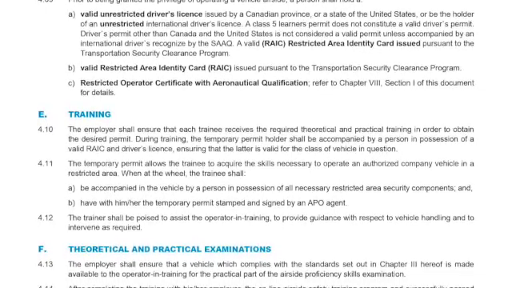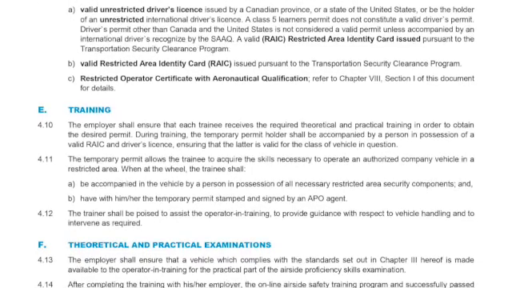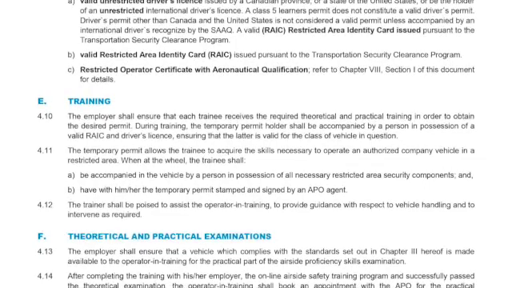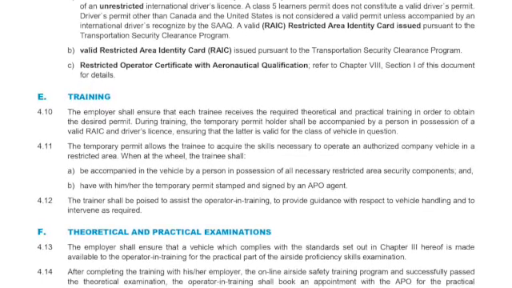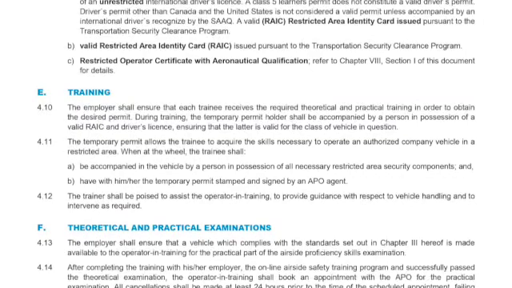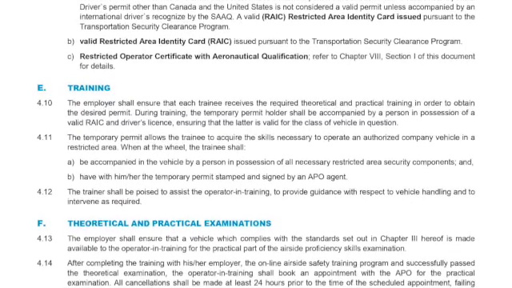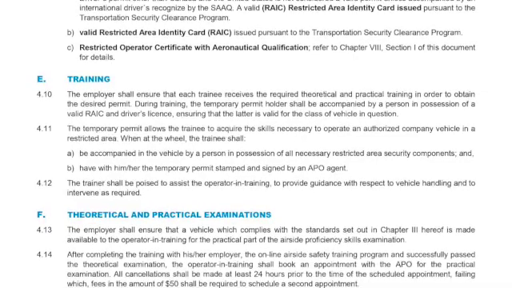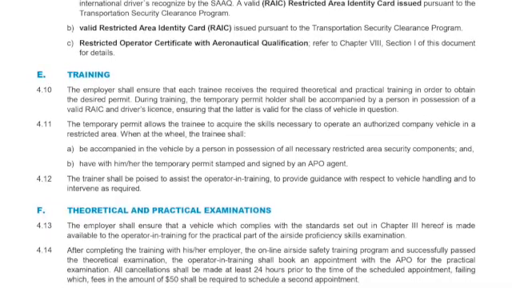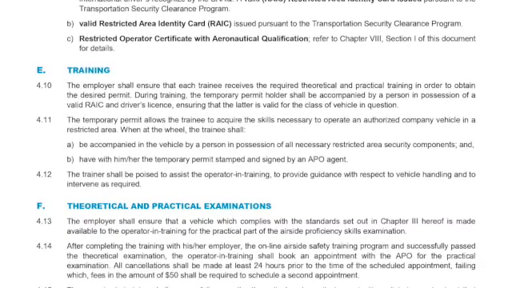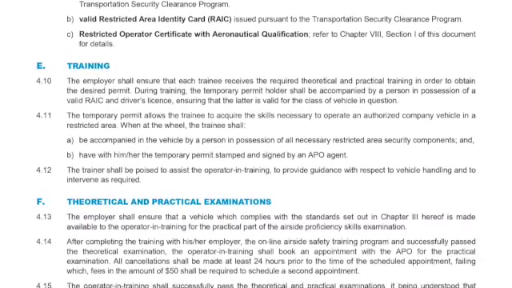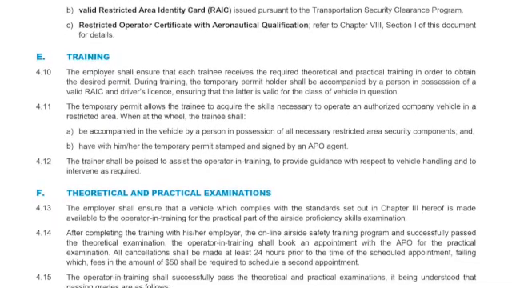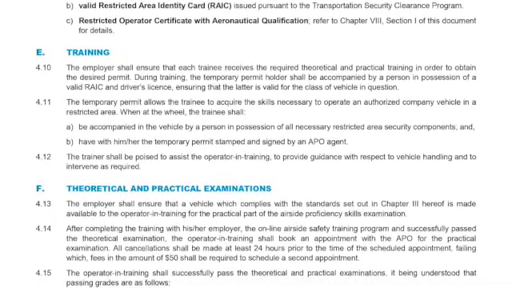11. The temporary permit allows the trainee to acquire the skills necessary to operate an authorized company vehicle in a restricted area. When at the wheel, the trainee shall: a. be accompanied in the vehicle by a person in possession of all necessary restricted area security components. And b. have with him/her the temporary permit stamped and signed by an APO agent. 12. The trainer shall be poised to assist the operator in training, to provide guidance with respect to vehicle handling and to intervene as required.